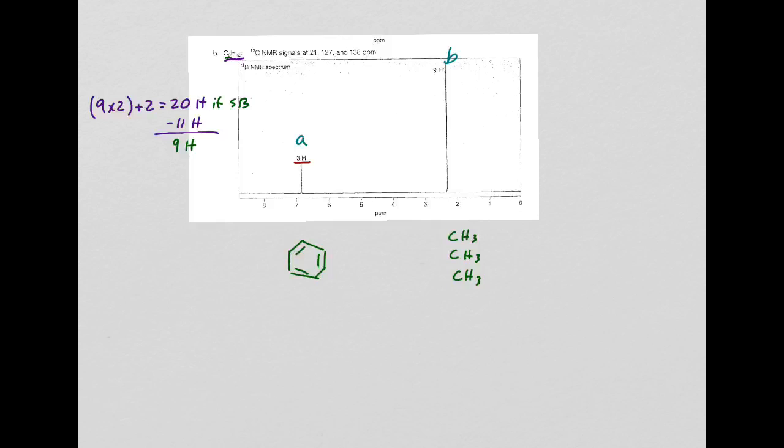So I have already accounted. So this was 6 carbon. This was 3 carbon. So I have 9 carbon. Count your carbons many, many times. I always do it because it helps to count your carbons many times.